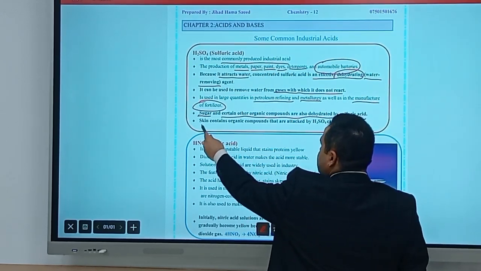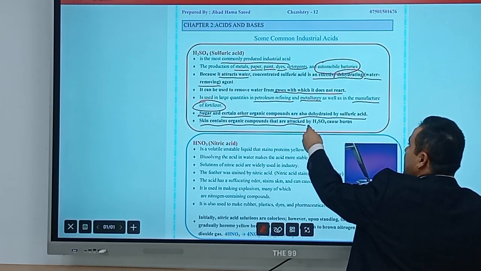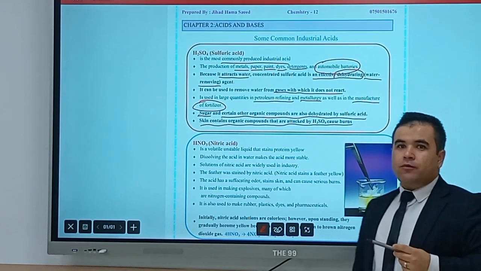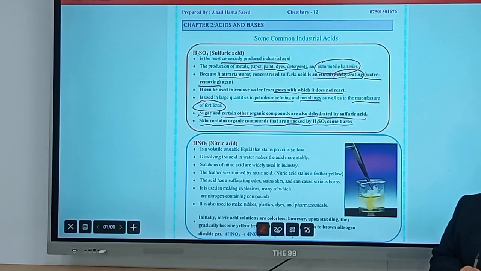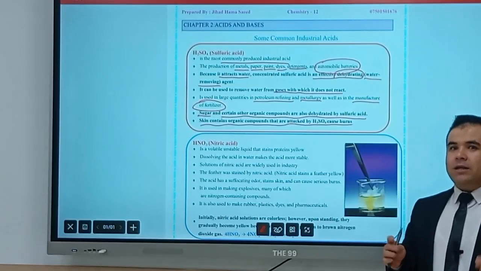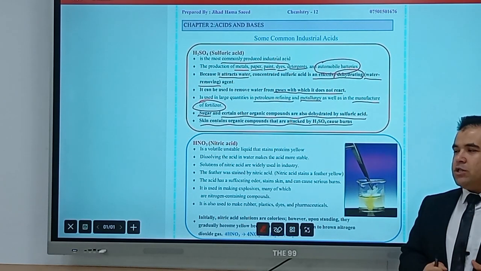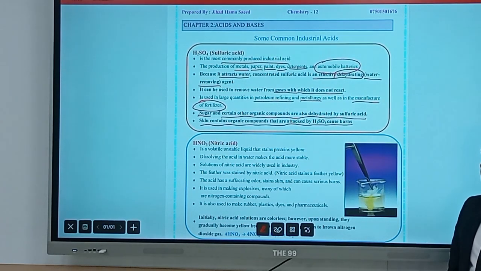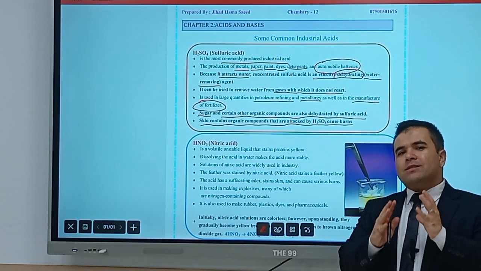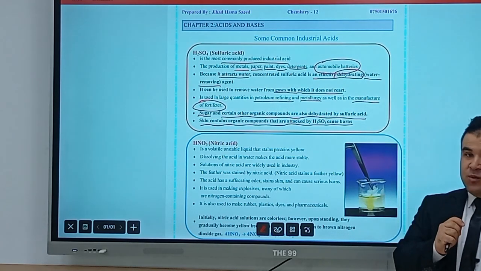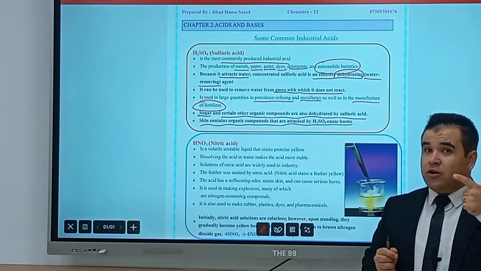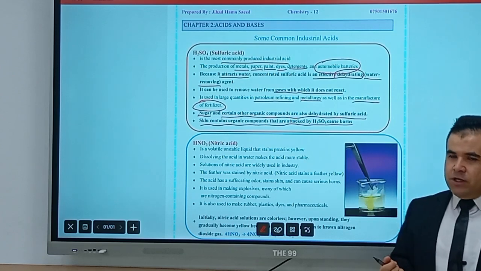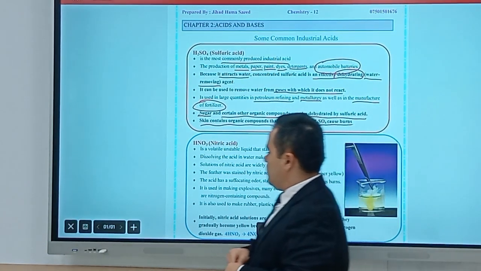As I told you, the skin contains organic compounds that are attacked by H2SO4, and the H2SO4 causes burns on the skin. So it's very corrosive for our skin. We have to use it with high safety guidance in order not to attack our skin because it's corrosive. But 2 keywords that sulfuric acid is recognized by are the automobile battery and the dehydrating agent. These are 2 main keywords that appear several times in the Ministry exam.